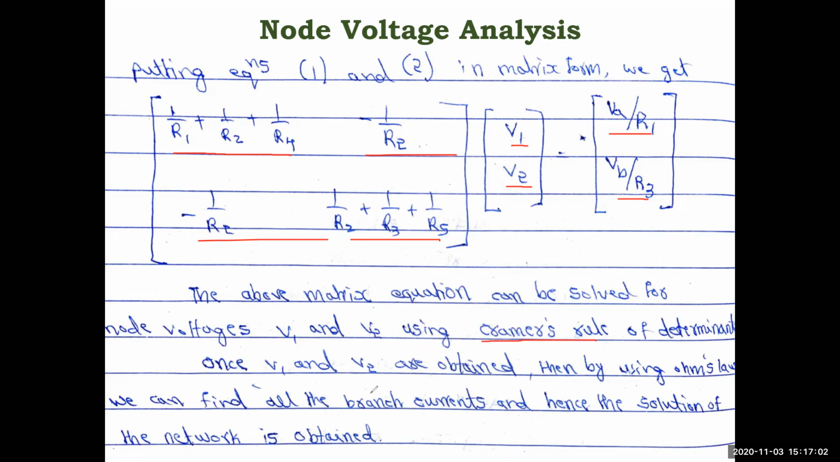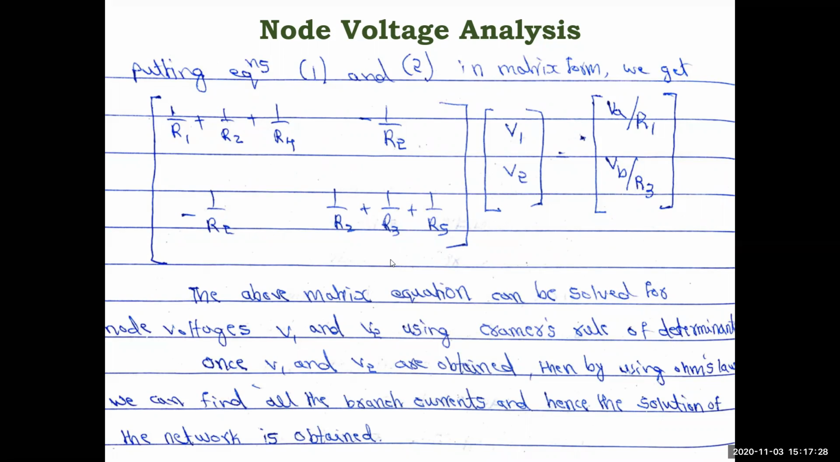Once V1 and V2 are obtained, we will show what you can do further with an example. Using Ohm's law, we can find all the branch currents, as I showed you earlier, I2, I3, I5, and hence the solution of the network is obtained. This is what network analysis means. I hope you have understood this after learning mesh analysis and now node analysis.